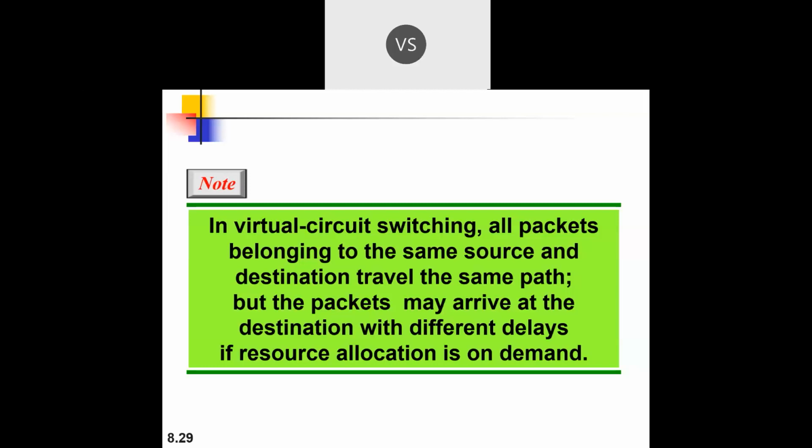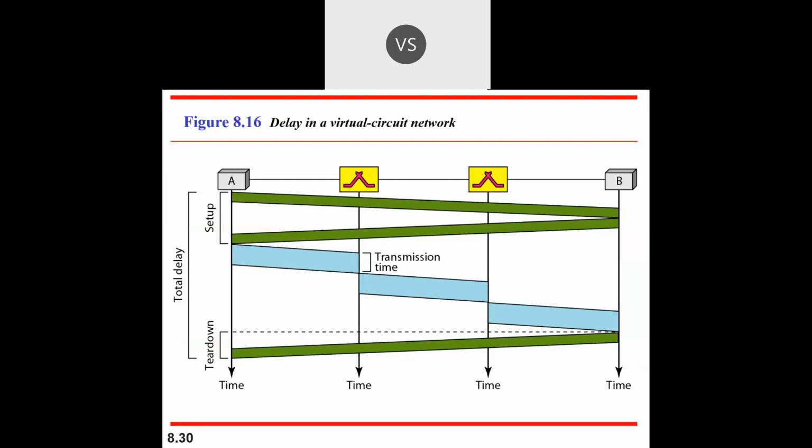But the packets may arrive at the destination with different delays if the resource allocation is going to be on demand. Okay, if there is a system like that, once you set up your virtual circuit connection permanently, then those packets travel through that link only. But if there is some system where the intermediate VPN nodes have higher traffic, it might happen that the packets arrive at a different delay or at a different time. So it depends on which type of VPN or intermediate switches you are using. This is what is going to happen.